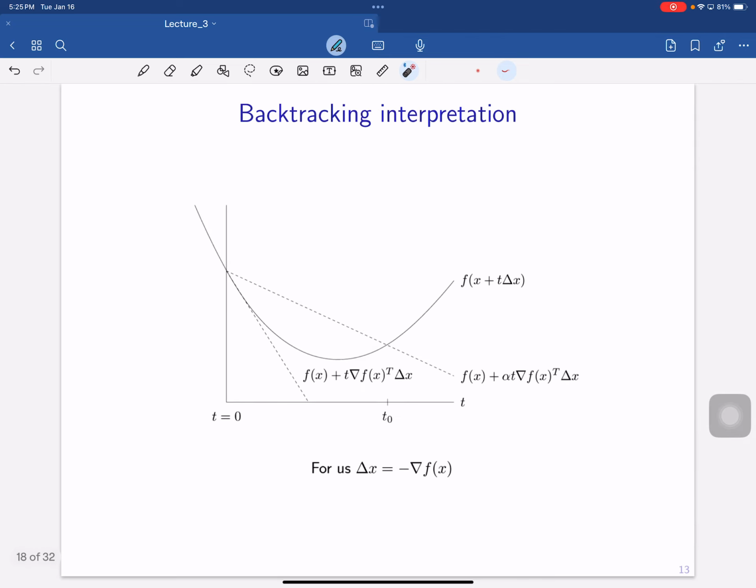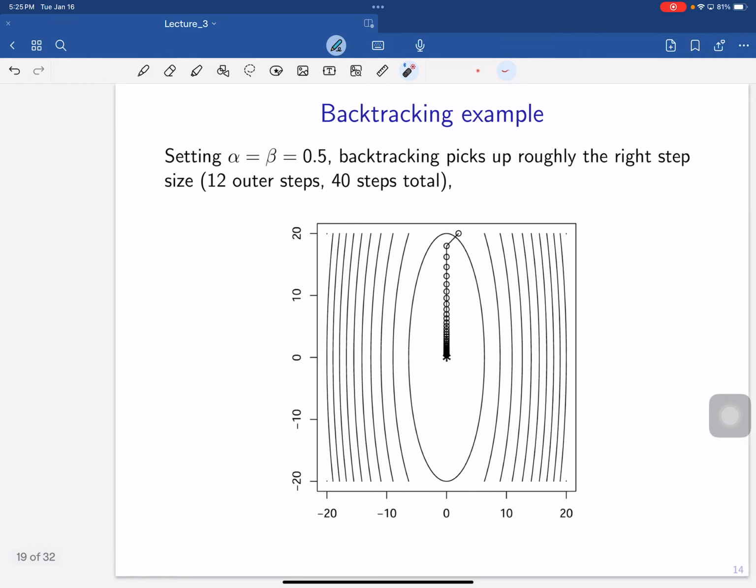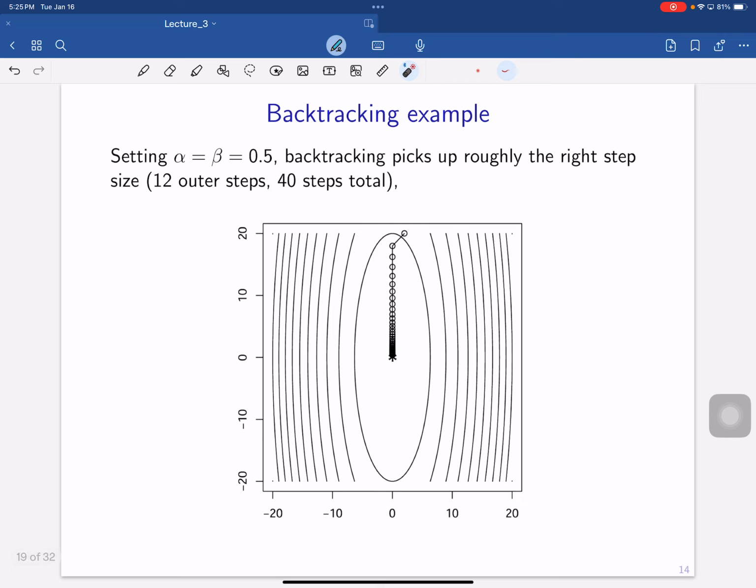Yeah, so that's geometrically how it works. Okay, you want to make sure you get a sufficient decrease. And here's the same example. If you apply the backtracking line search, it can converge faster.